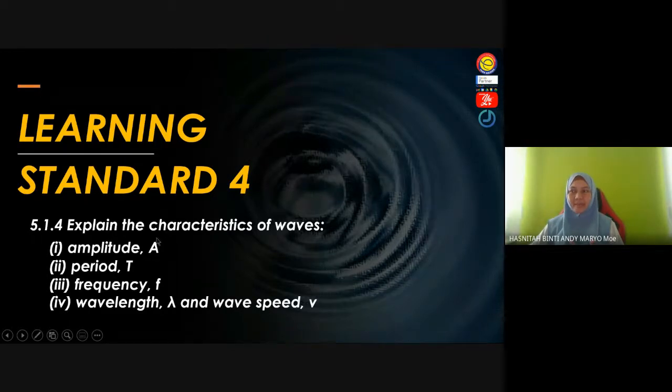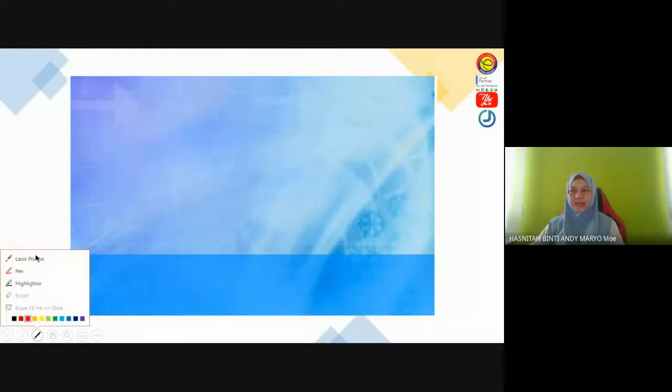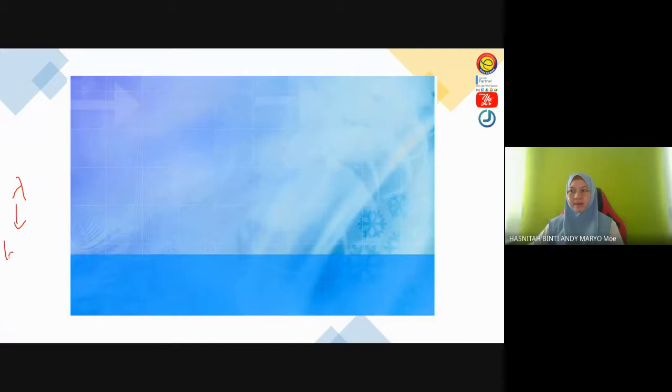Amplitude is represented by capital A. Period is represented by capital T. This is the symbol for period and this is the symbol for frequency. Wavelength is lambda. Again, wave speed is represented by the symbol V. Before that, let us take lambda, L-A-M-B-D-A. That is the name for that sign.